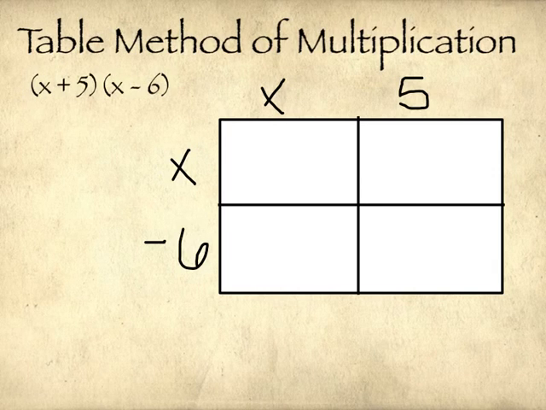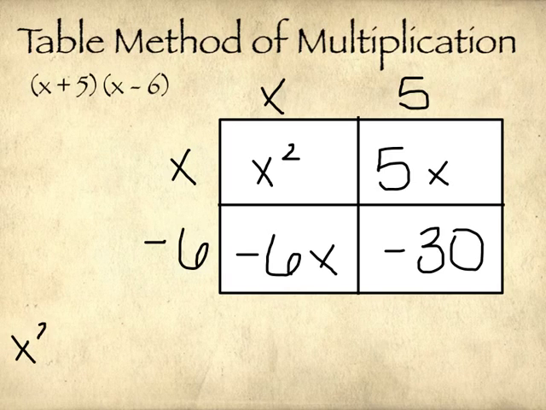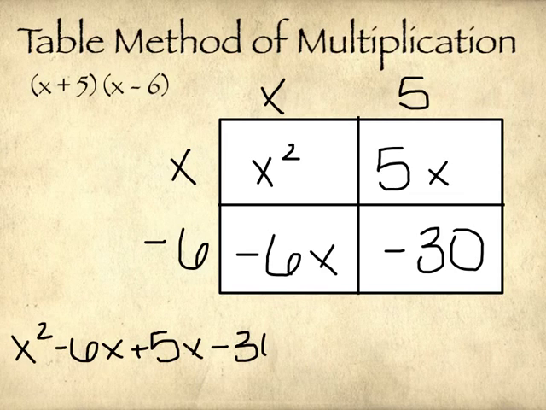X times x would be x squared. 5 times x would be 5x. Negative 6 times x would be negative 6x. And 5 times negative 6 would be negative 30. We then take each of those products and combine them into a polynomial. X squared minus 6x plus 5x minus 30.